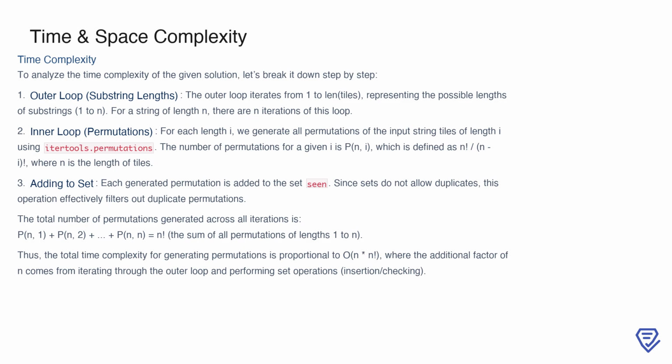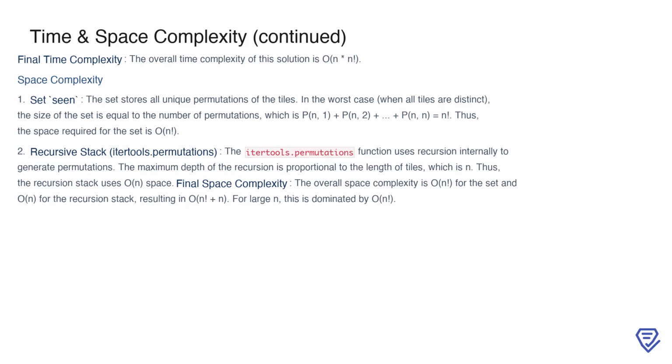When we sum up all the permutations across all substring lengths, we get P(n,1) plus P(n,2), and so on, up to P(n,n), which simplifies to n factorial. Combining this with the outer loop and the set operations, the total time complexity becomes proportional to O(n times n factorial). The final time complexity of this solution is O(n * n!).